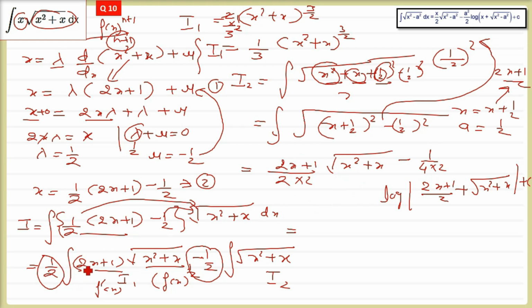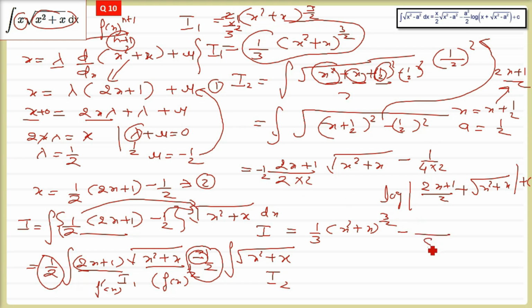Now let's resolve this, and you already know that negative half is also preceding, so we need a multiplication. What was I1? 1 by 3 (x square plus x) to the power 3 by 2. Now I am writing this I2 with multiplication after negative half. So I'm multiplying the first term and the second term of I2 with negative half, and then writing. Negative is already there. 2 into 2 into 2 will be 8, with 2x plus 1 in the numerator, under root x square plus x. The second term is 1 by 4 into 2. Negative half is already there, so negative becomes plus, and multiplied by half will give you 2 into 4 into 2, which is 4 4s are 16.